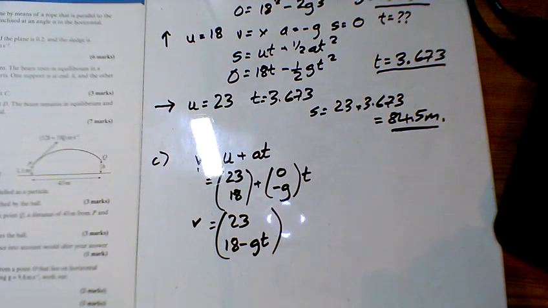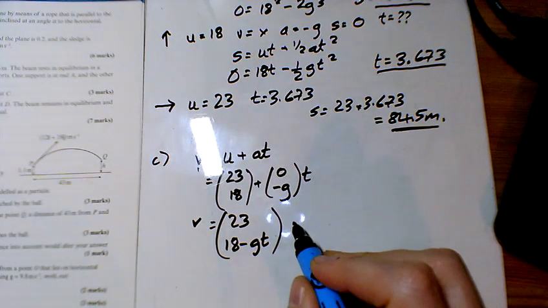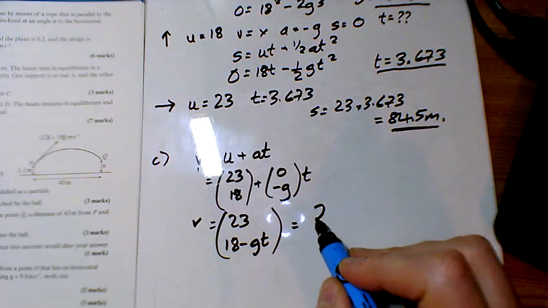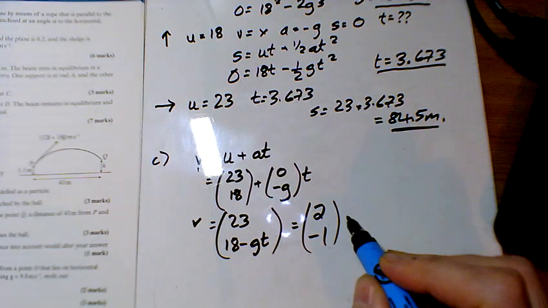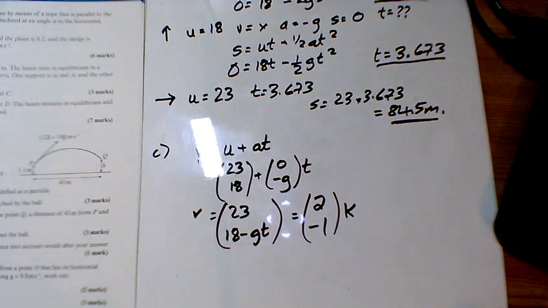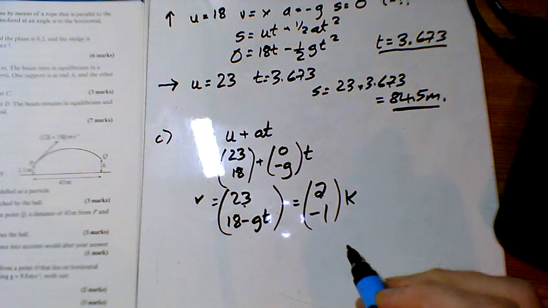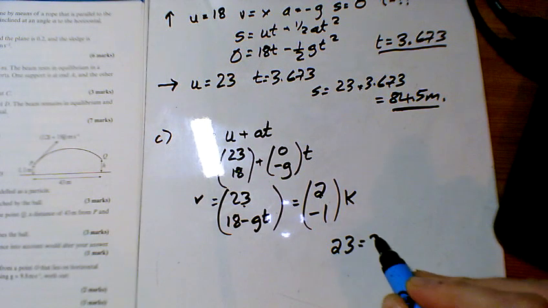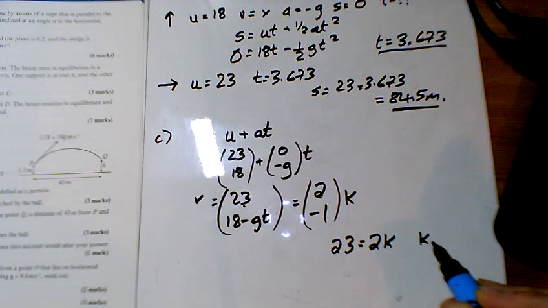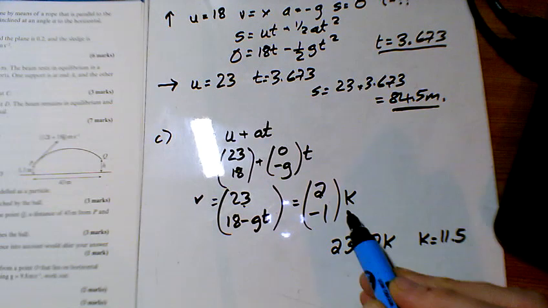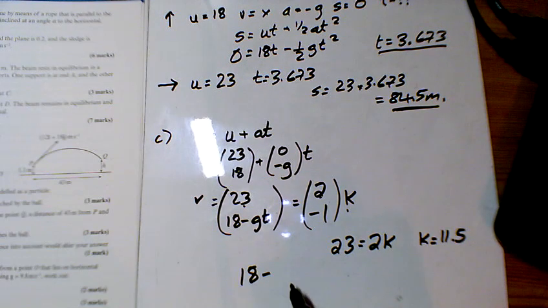And we want this to be parallel to the vector (2, minus 1). And what you do, if you want it parallel to that, we want some multiple of that. So (2, minus 1) times k. You can spot from the first bit, from the horizontal part, that 23 equals 2k. And so we can see that k is going to be 11.5. Stick the 11.5 in there, and we've got 18 minus gt equals minus 11.5. So just rearrange that, and we can get that t is 3.01 seconds.